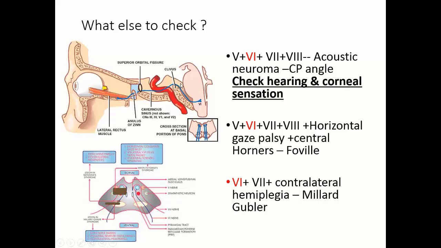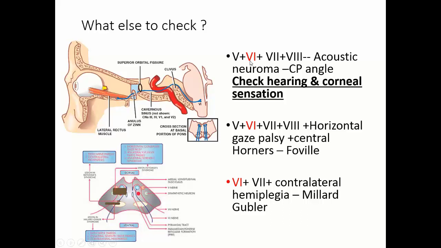So why we call it a false localizing sign is that the problem is not at the clivus. It is due to the raised intracranial pressure, and being vulnerable at this point, the 6th nerve is the first one to get affected, although rarely you can get 4th nerve affection as well in patients with papilledema. Now this nerve goes through the cavernous sinus and enters the orbit through the superior orbital fissure, and goes into the lateral orbit and supplies the lateral rectus muscle. That is the only muscle it innervates.